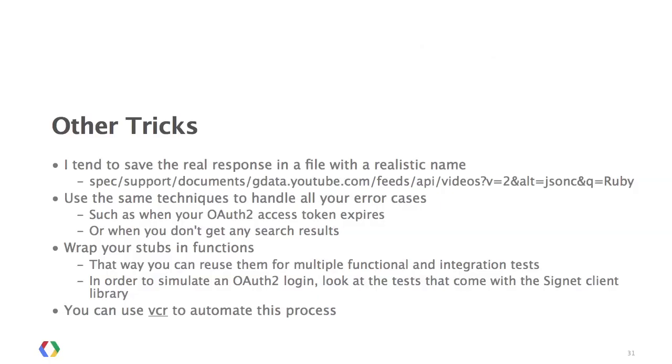Let me share some other random tricks. I tend to save the real response in a file with a realistic name based on the original URL that I requested. You should use these same techniques to handle all of your error cases, such as when your OAuth2 access token expires, or when you don't get any search results. Wrap your stubs in functions. That way you can reuse them for multiple functional or integration tests. In order to simulate an OAuth2 login, look at the tests that come with the Signet client library. Finally, you can use VCR to automate this whole process.